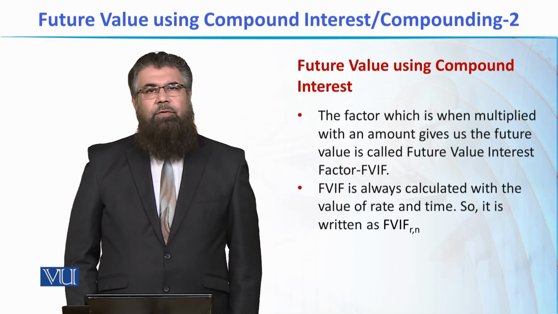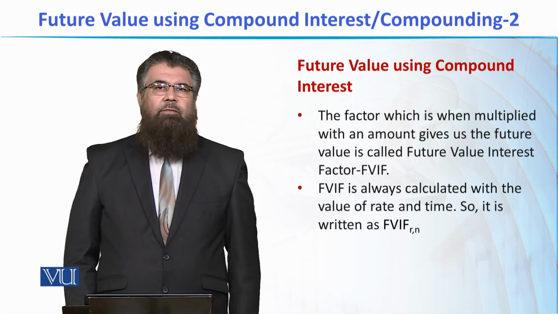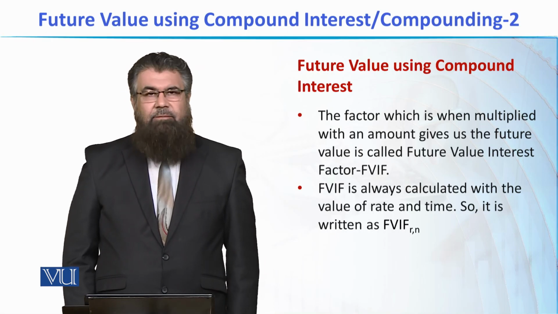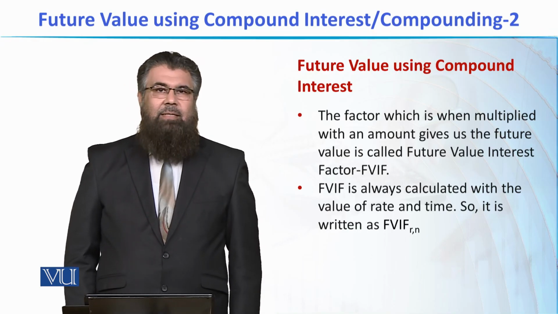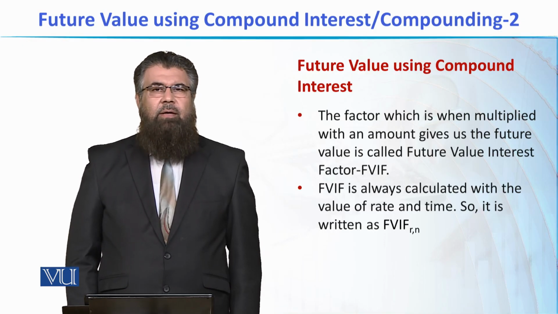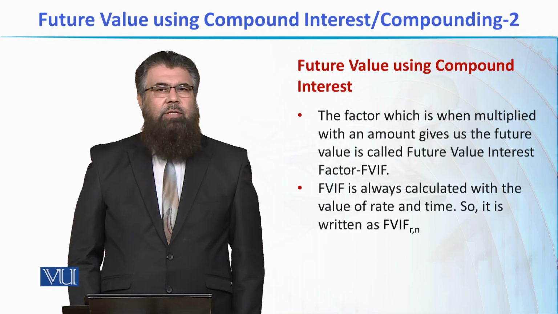Now, whenever this future value interest factor is applied, there will be some value of r and some value of n associated with it. So when we write FVIF, we always write the value of r and the value of n. Later, we'll discuss how this factor is applied using a table where the FVIF values are given, and we use that table to apply this factor. But initially, we'll see how we can use a calculator to calculate the future value by using this factor.